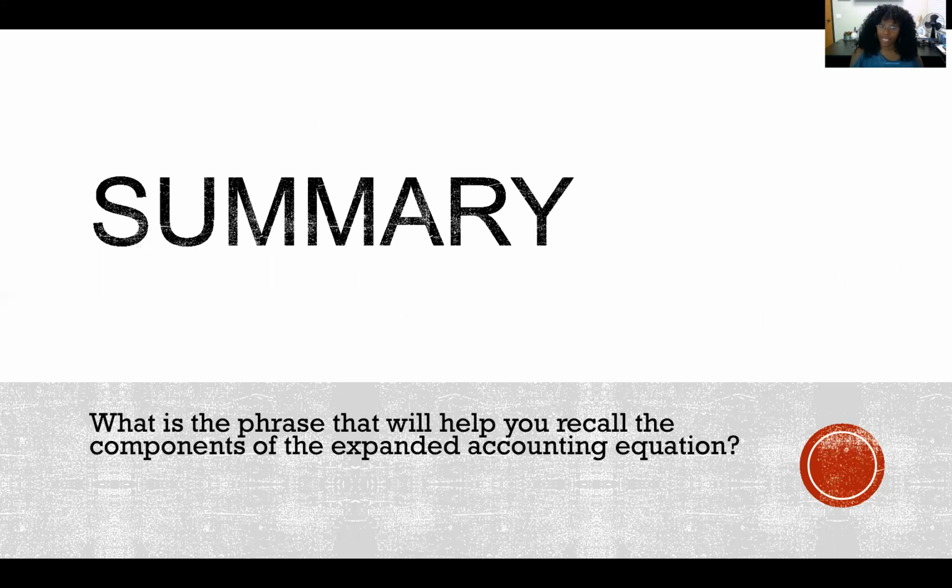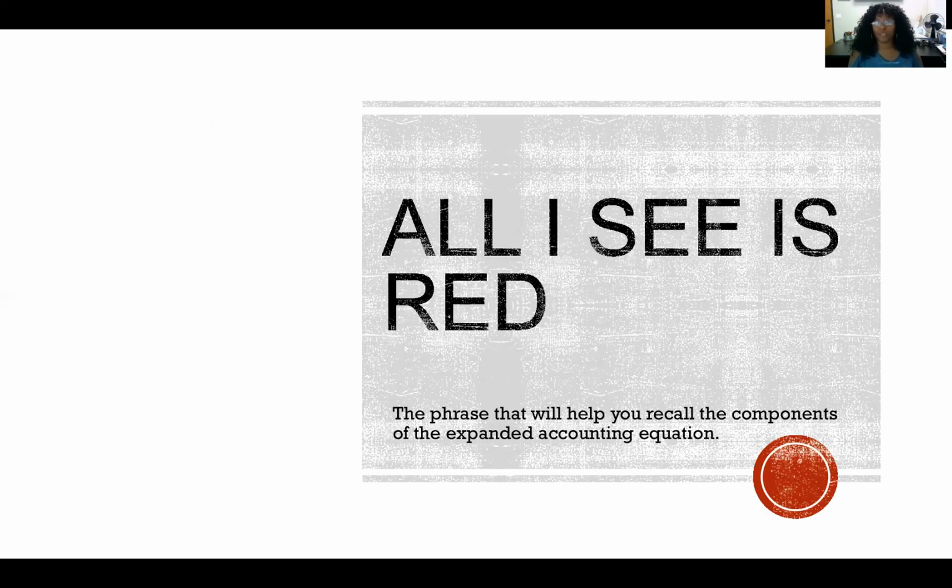All right, so to summarize, just remember the phrase, all I see is red. That will give you the components to the expanded accounting equation, but it is an equation. So just remember, assets equal liabilities plus stockholders' equity plus revenues minus expenses and minus dividends.